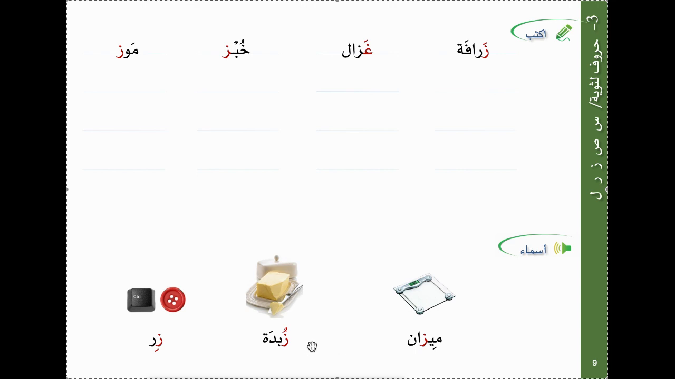And our next word here is for butter. As you can see from this lovely image of butter, zubda. Okay, try to repeat after me, practicing these words as well. And then here is the word for button. And this applies to the ordinary button on clothing, and it also refers to the button from technology like computers. And so this is in Arabic zir.